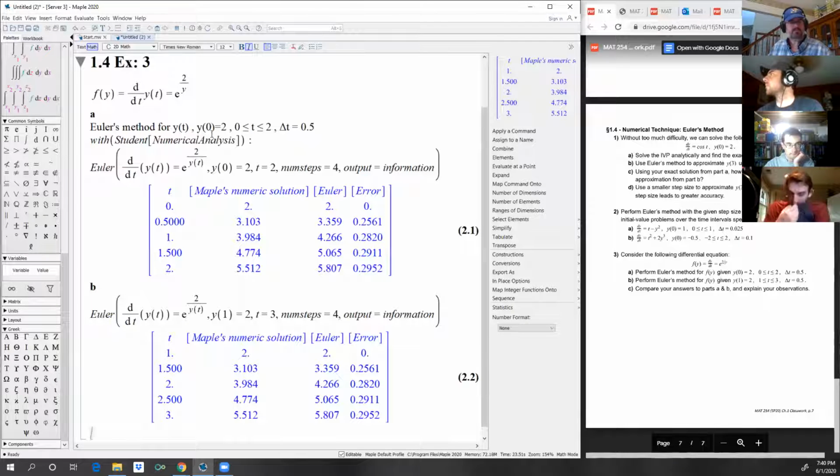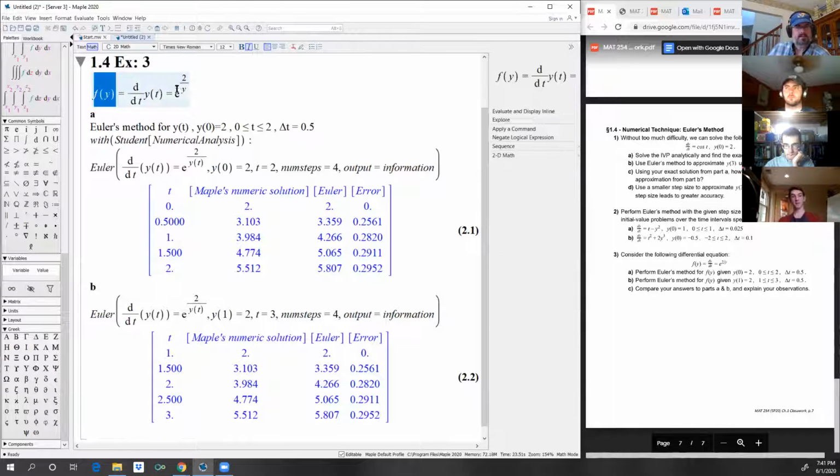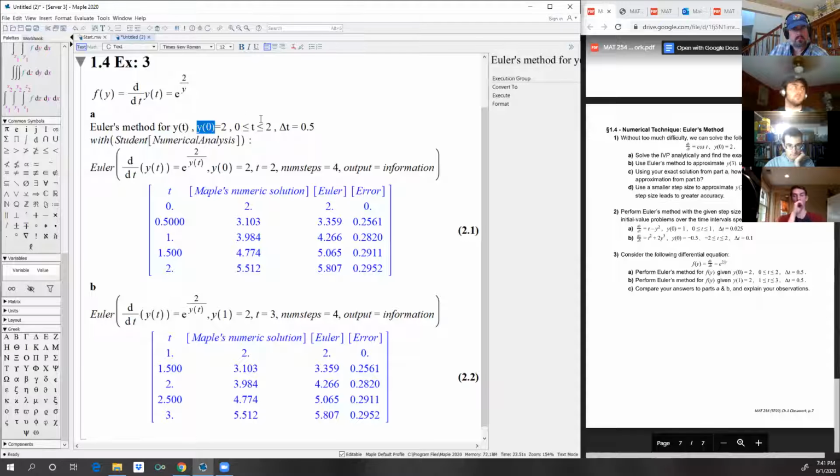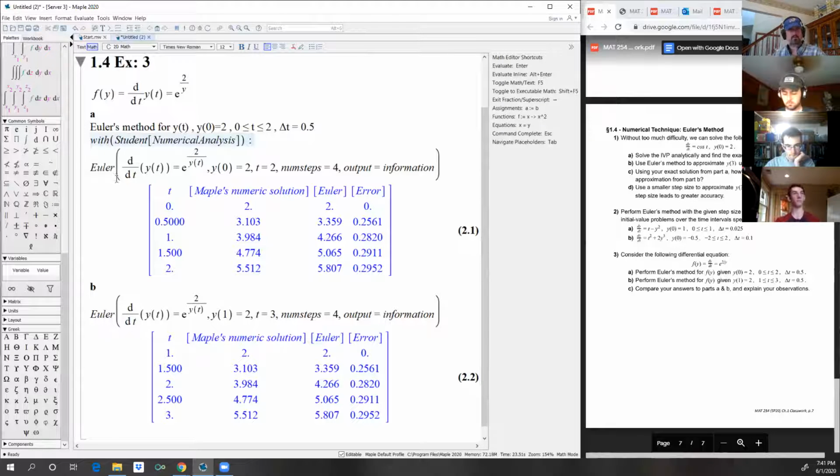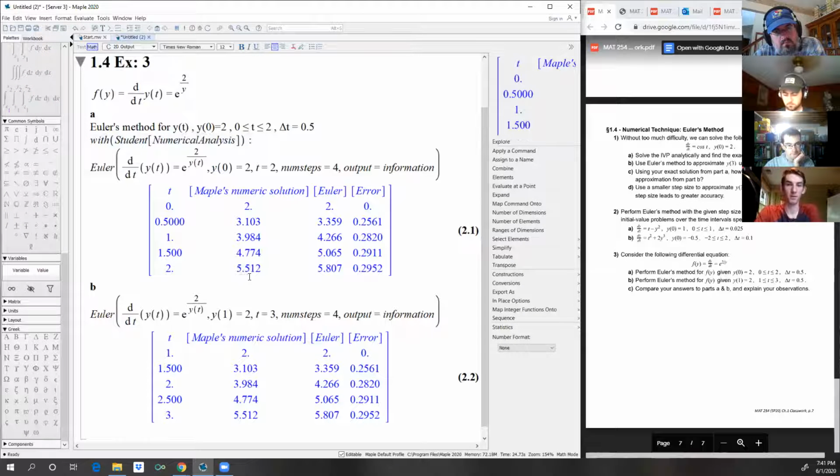Awesome. So basically, for A, our problem was, our differential equation is basically this right here. And then we just said for A, y of 0 is equal to 2. So our initial condition is 2. Then t ranges from 0 to 2. And then our step size is 0.5, which means the number of steps is going to be 4. Yep. And then I just plugged it in. And then our Maple solution is 5.2, and our Euler's method is 5.8.